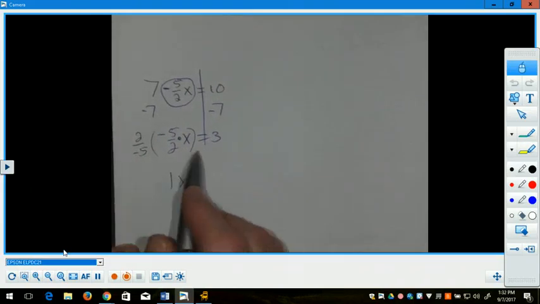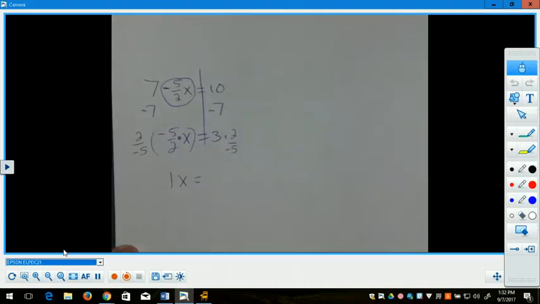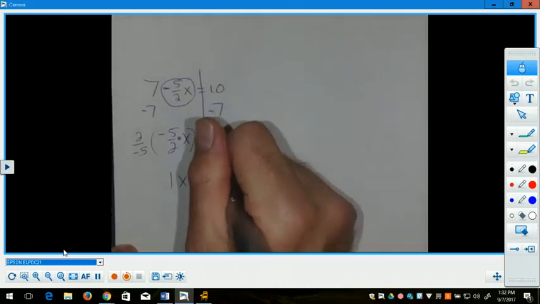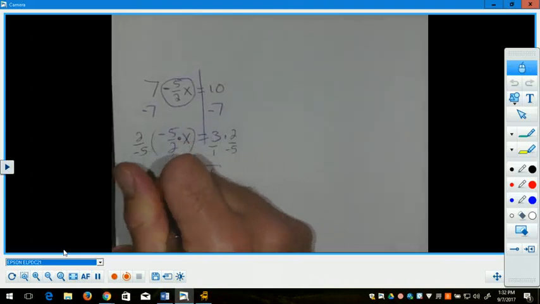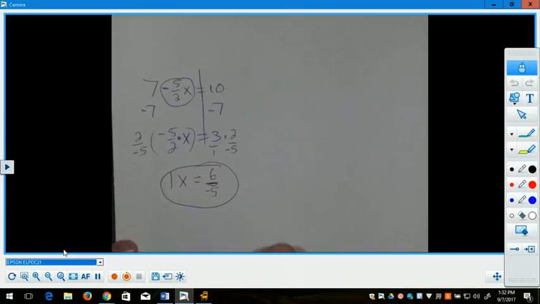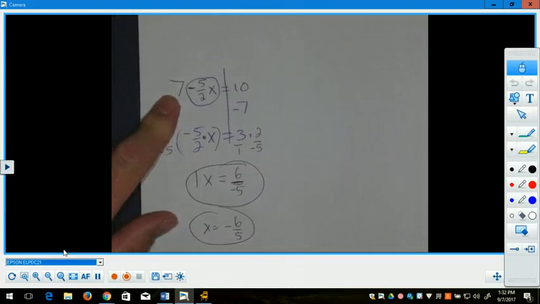Whatever I do to the left side, I also have to do to the right side. So I will multiply that also by 2 over negative 5. This will give me 6 over negative 5, which can't be reduced. And that is my answer for x. X equals negative 6/5. I can check my answer by plugging it back in.